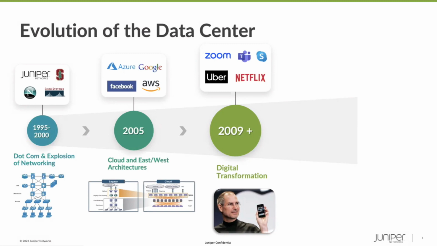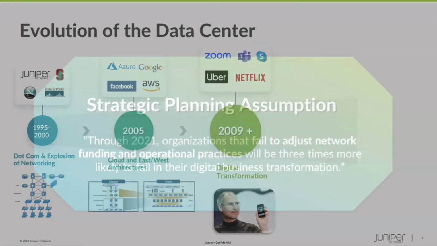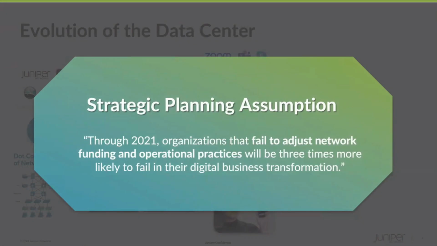Certainly with the pandemic that everyone went through, this process has completely accelerated. And I would say Gartner said it best when they made this comment, which is that in order to succeed at digital transformation, you have to transform your network first. If you don't, then you're 3 times more likely to fail at your digital transformation.